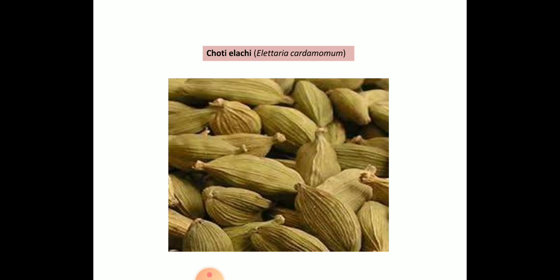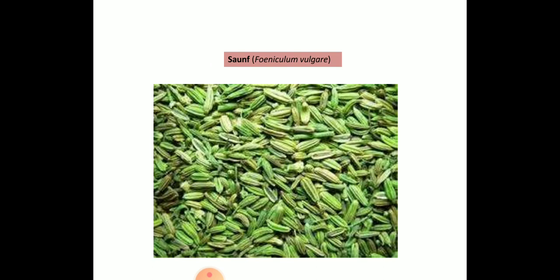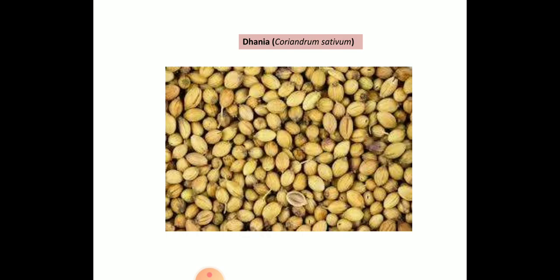And the next one is Elettaria cardamomum. It is also used as a flavoring agent, and it belongs to the family Zingiberaceae. The fruit of the cardamom is used as a spice. And Capsicum annuum, red pepper. This red pepper is used as one of the spices. And Foeniculum vulgare, that is usually badi saunf, is used as one of the spices.